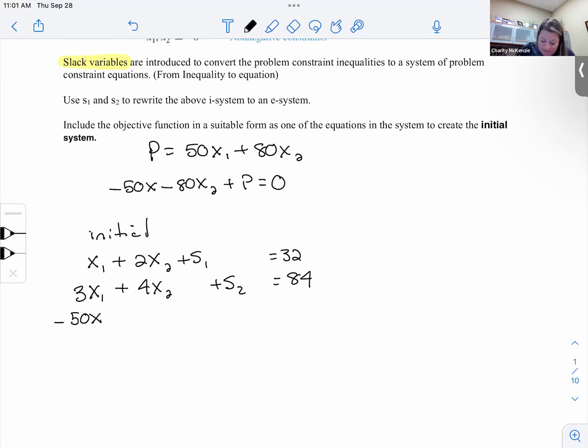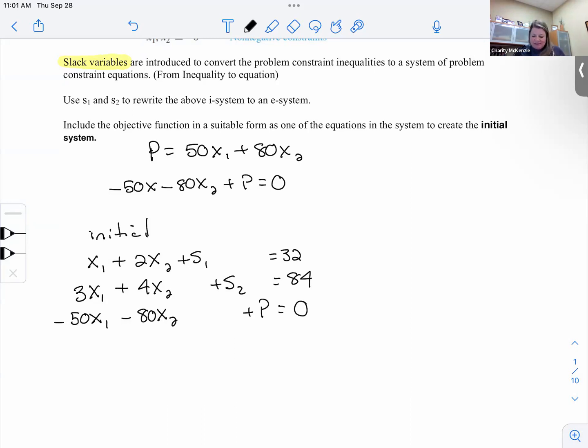I want to write the negative 50x1 under the x1s, and then the negative 80x2 under the x2s. And then again, leave a space. I have P equals 0. So that's your initial system, with your variables and your slack variables, everything.